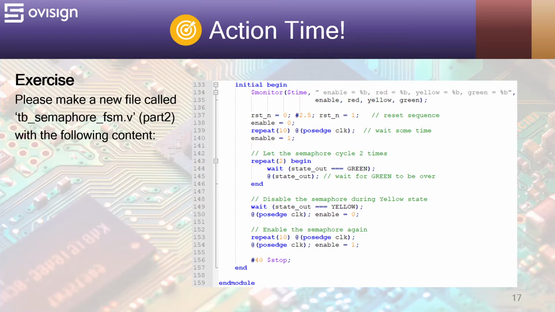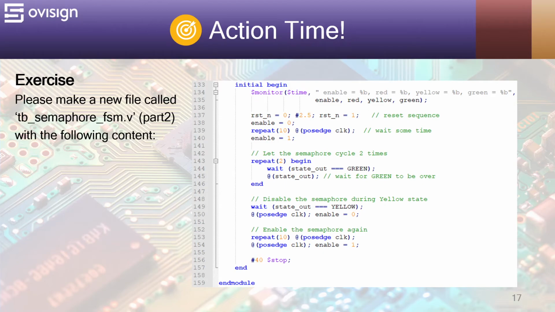At line 133, we have the procedure that controls the simulation flow. We monitor the enable and the outputs of the colors. At line 137, we reset the DUT and clear the enable. At line 140, we enable the module. The code from line 143 is used to let the semaphore cycle 2 times. The repeat keyword is similar to the for loop and can execute multiple times a block of code.